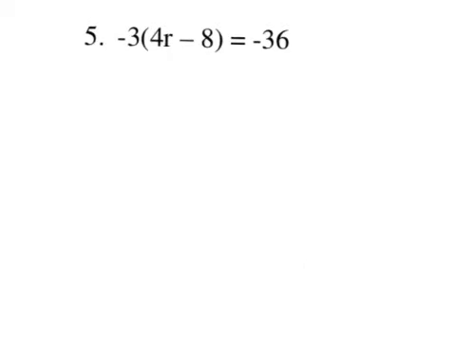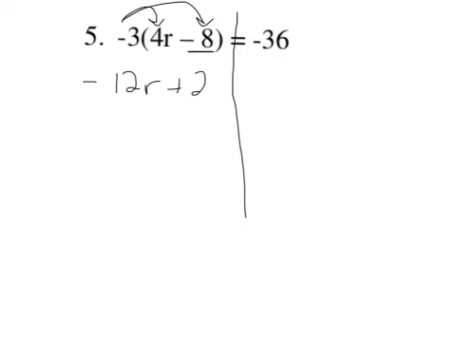For example 5, same thing. We're going to split the sides, and we will distribute if possible. And here I do see distribution. I'm going to take this negative 3 and multiply it times each of the terms inside of the parentheses. Negative 3 times positive 4r is negative 12r. And a negative 3 times this negative 8 is going to give me a positive 24. And that's going to equal negative 36 altogether.